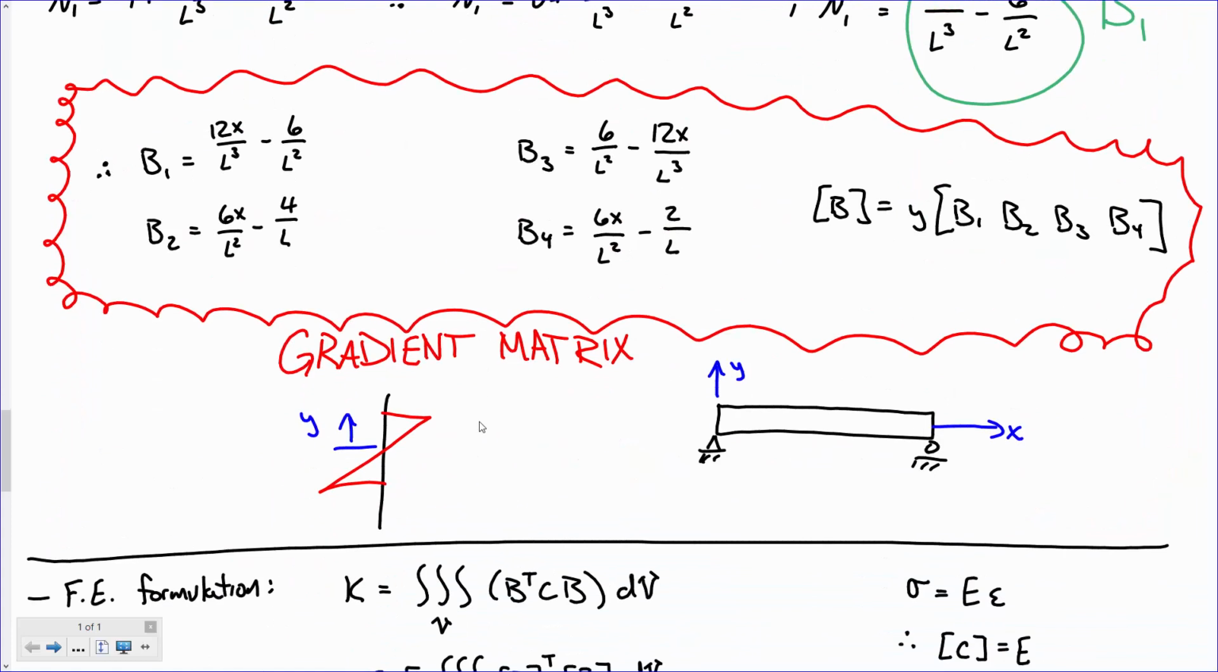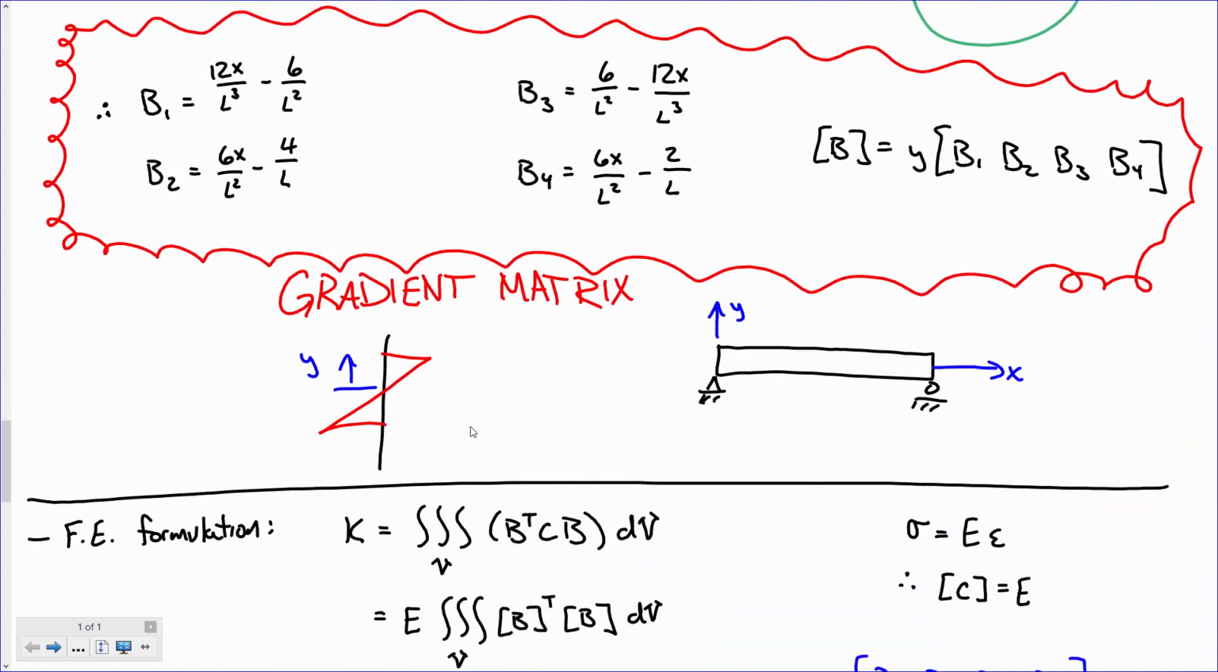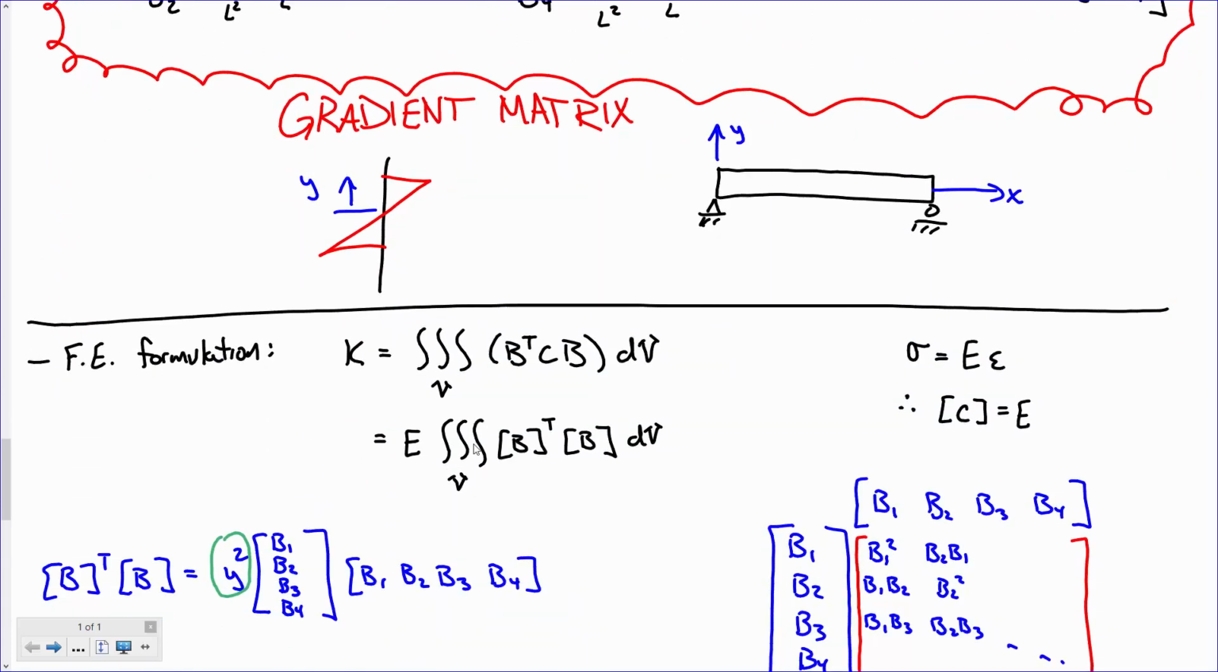So now, based on our formulation, the stiffness matrix is the volume integral of B transpose C B. C is simply, for this element, just the modulus of elasticity, or just E, Young's modulus. So that C can come out. So we have E times the volume integral of B transpose times B.